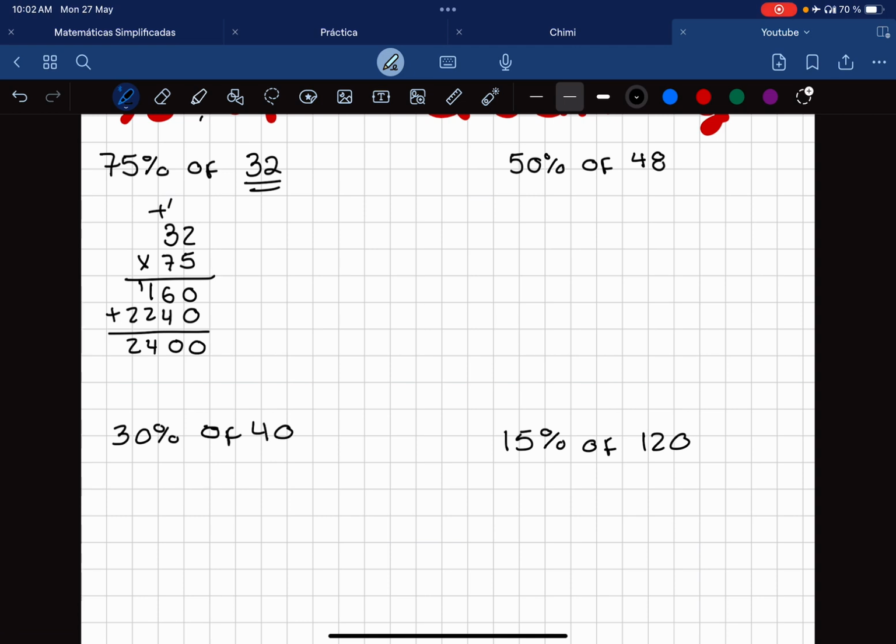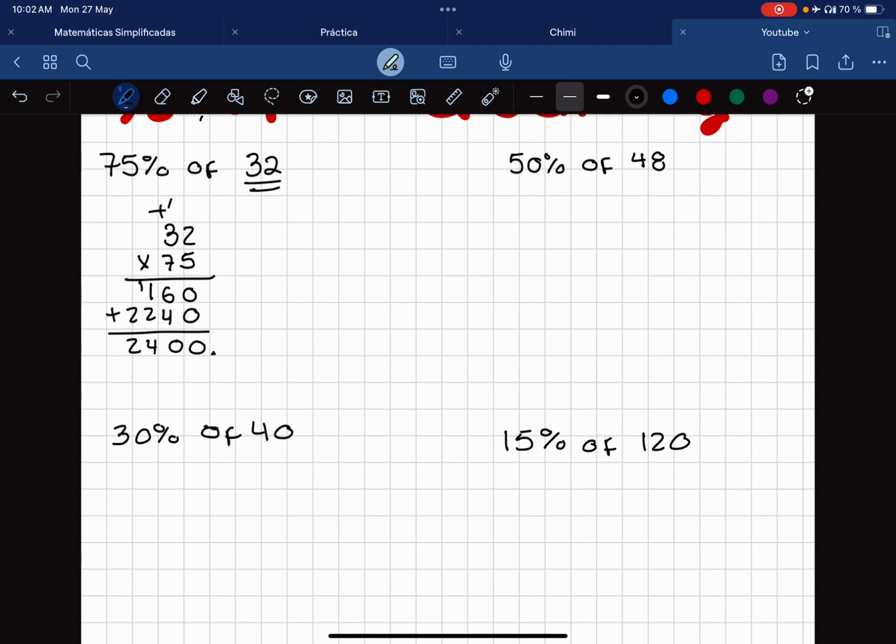So the first thing we need to do is identify where the decimal point is in my result. As you know, if the result has no decimal point, that means the decimal point is invisible and it's right here in the end, right? So we're going to put it here. This is my decimal point.